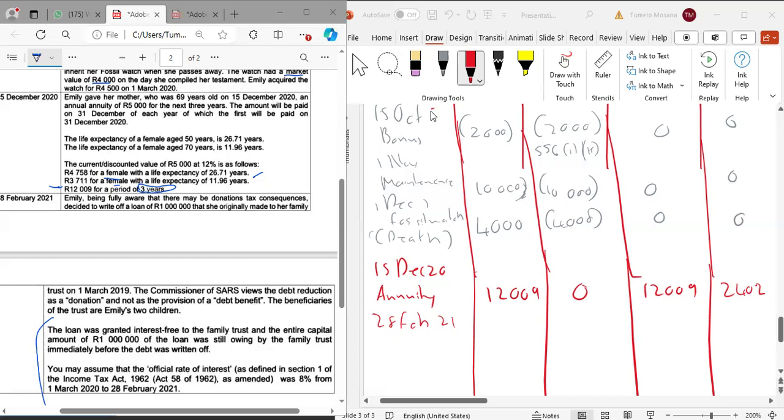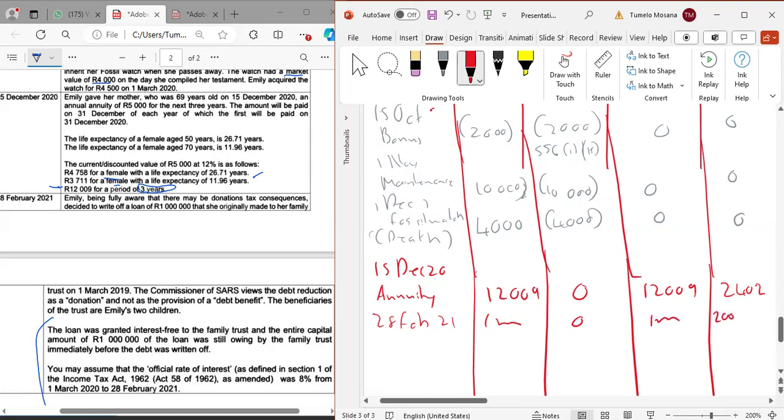Okay, since the Commissioner deemed it as a donation, then we must put the 1 million with no exemption, and then 1 million times 20%. Okay, great. Yeah. Thank you.